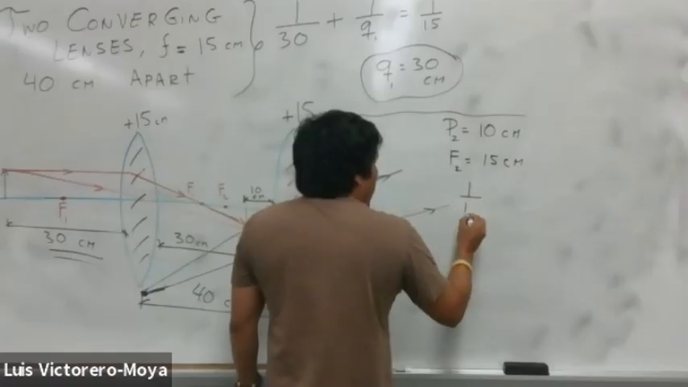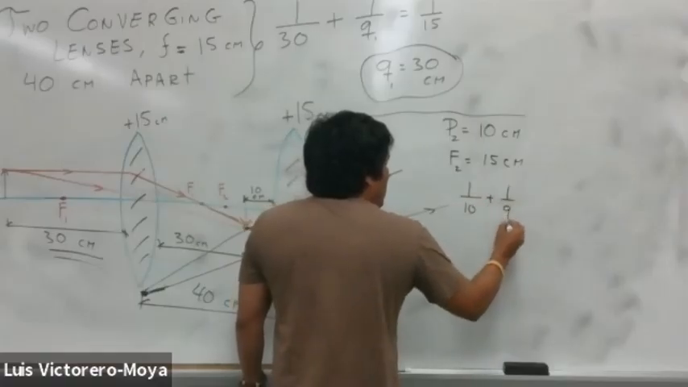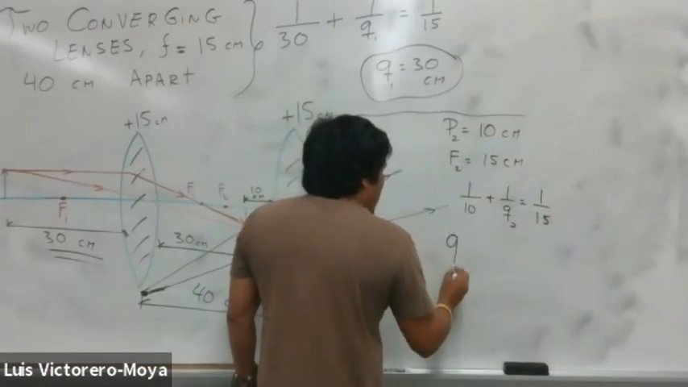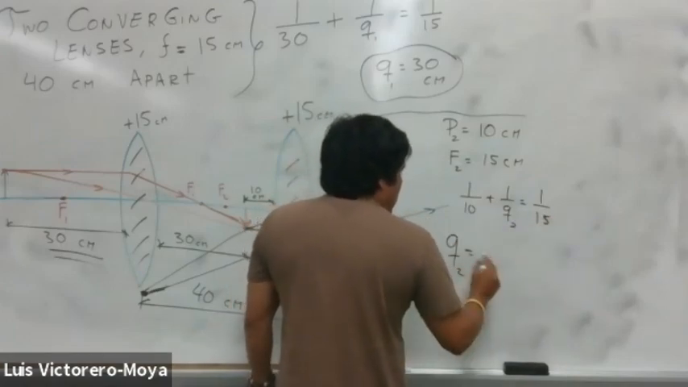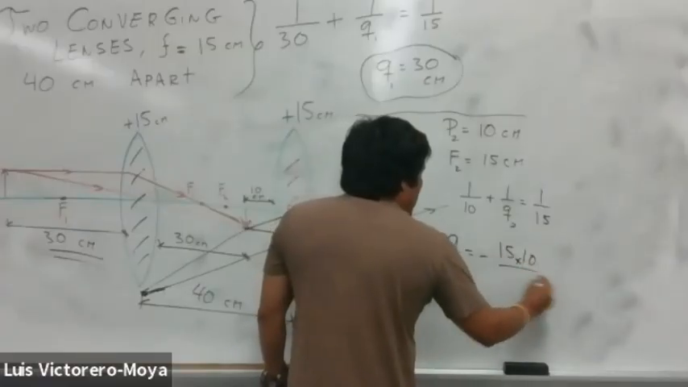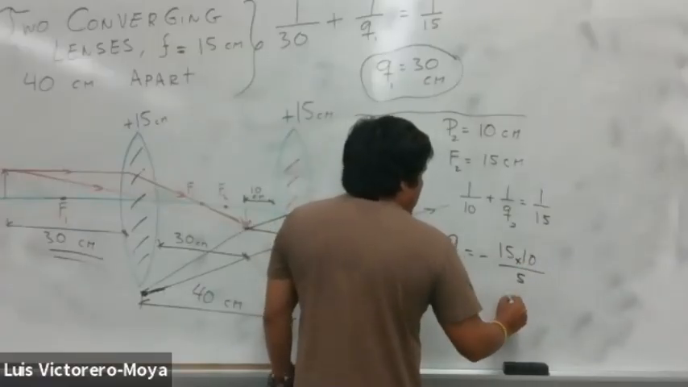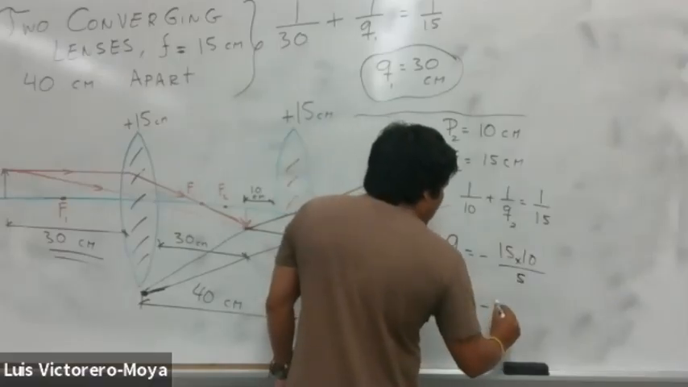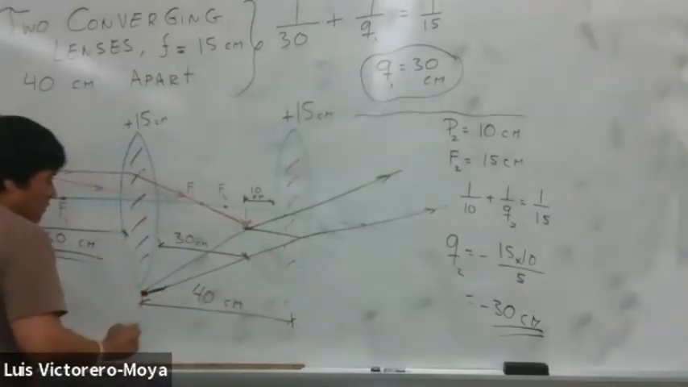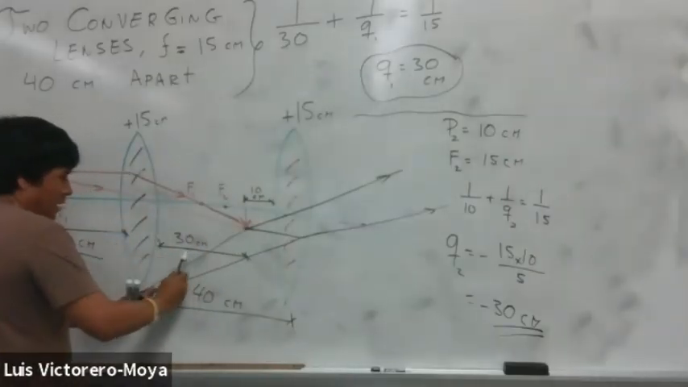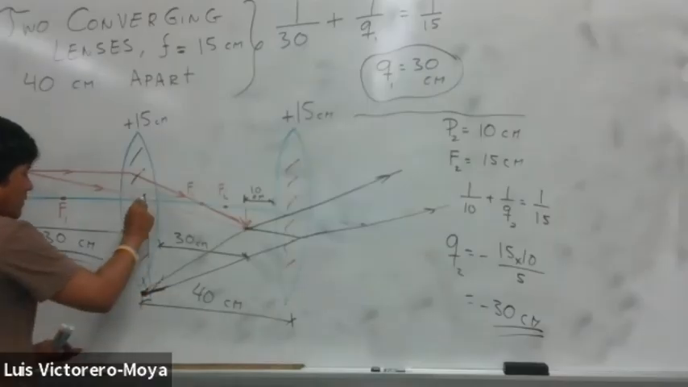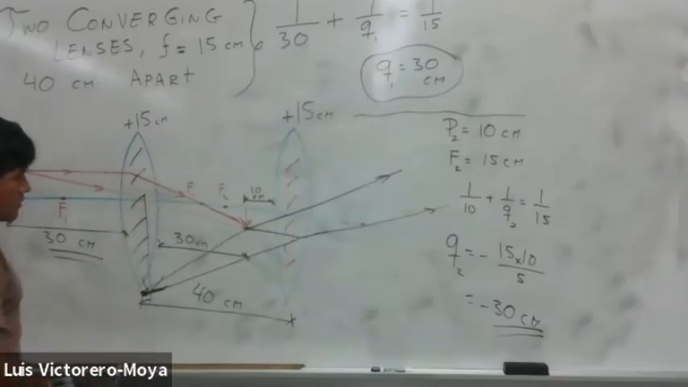So 1 over 10 plus 1 over Q2 equals 1 over 15. So the second image distance is minus 15 times 10 over 15 minus 10, which is 5, minus 30. So it should be probably more like here. The image will be around here, 30 centimeters away.